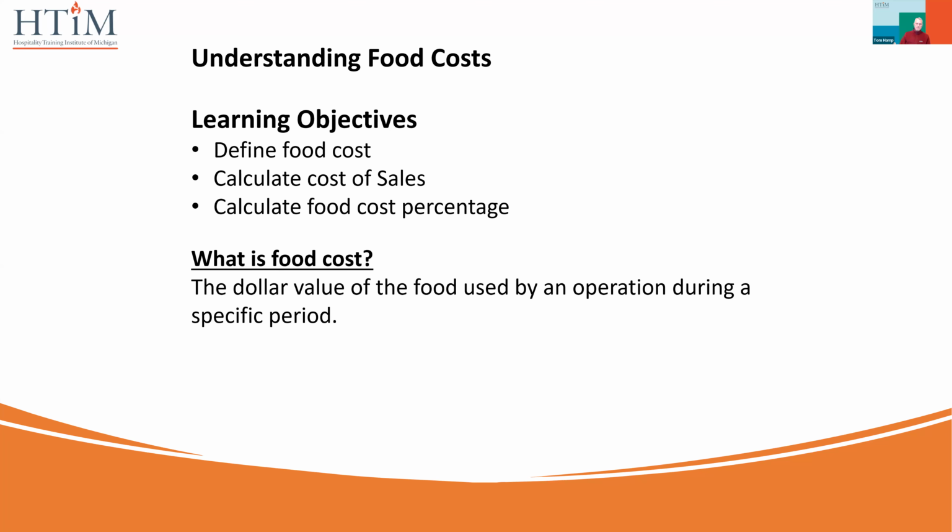So what is food cost? It's really the dollar value of the food that's used by an operation during a specific time. Because when we do an analysis, there's different time frames that we use. It can be a week, it can be a couple of weeks, it can be a month, certainly a quarter, or a season, depending on the type of operation that you're involved with.